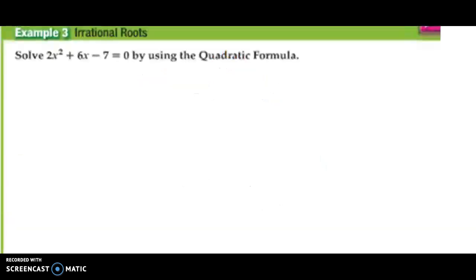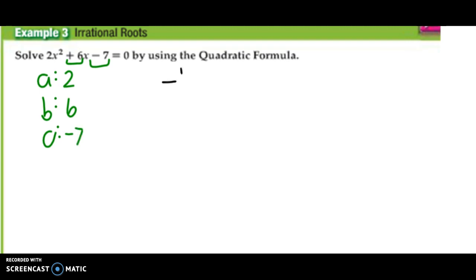Now example 3. Now we're going to start talking about irrational roots, and there's going to be times where this happens. So let's take a look at this one. It's already equal to 0, so I don't have to change anything. Now I'll just start writing down A, B, and C. A in this case is going to be 2, B is going to be positive 6, and C is going to be negative 7.